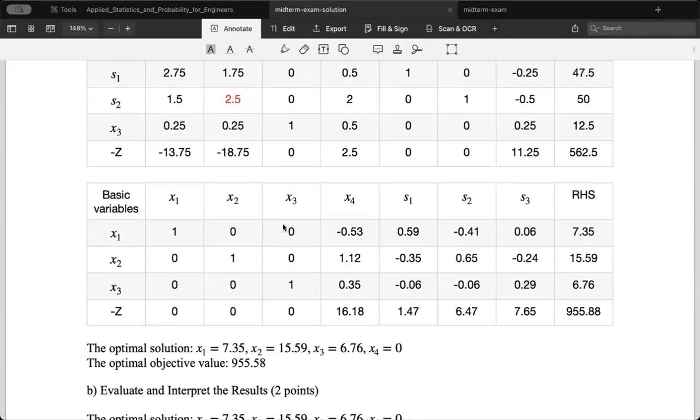And then we arrive at this table, okay, which is only two iterations. Yes, this is the third iteration. Mhm. And the optimal solution is x1 is 7.35, x2 is 15.59, x3 is 6.76. Okay.